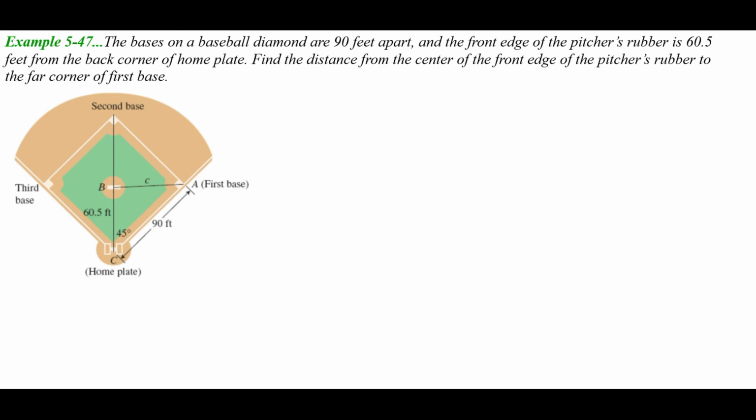Okay, so on this last question, we're looking at a baseball diamond. On the baseball diamond, the bases are 90 feet apart. And then from the pitcher's mound to home plate is about 60.5 feet. We want to find the distance from the center of the pitcher's mound to first base. So we're looking to find this value here.